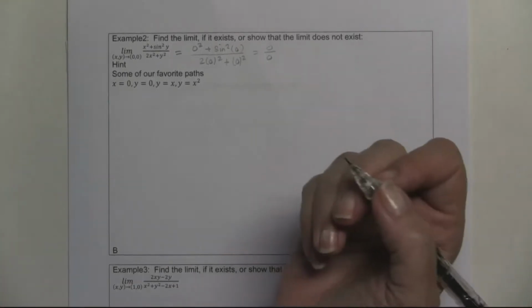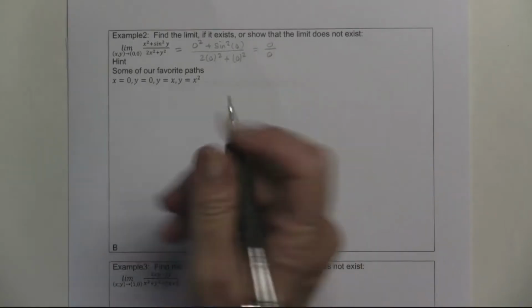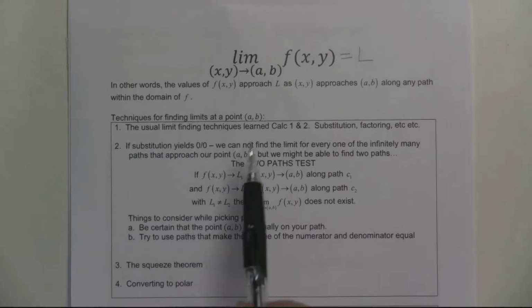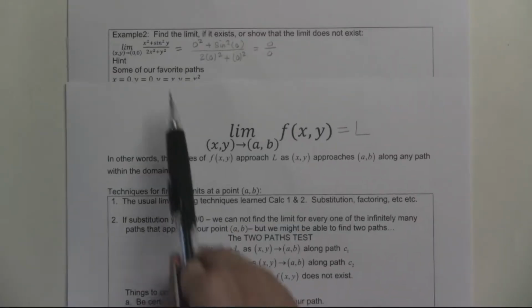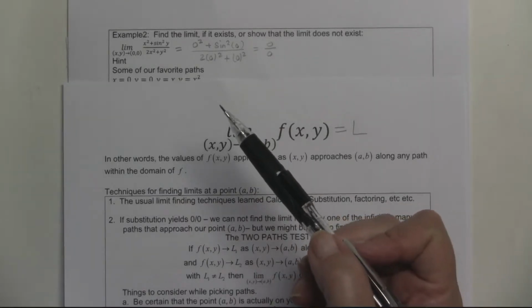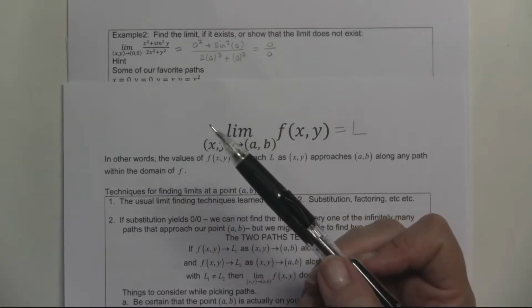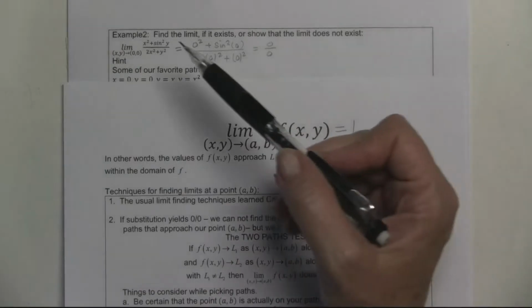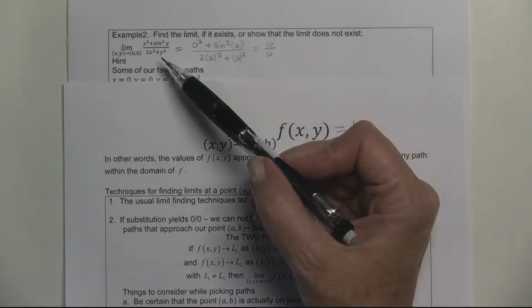Now we're going to go on that second idea on this example. Since it doesn't naturally factor, the first time I saw this problem, I thought about, well, could I somehow use sine squared y over y squared?